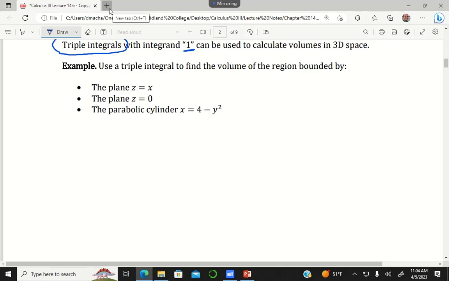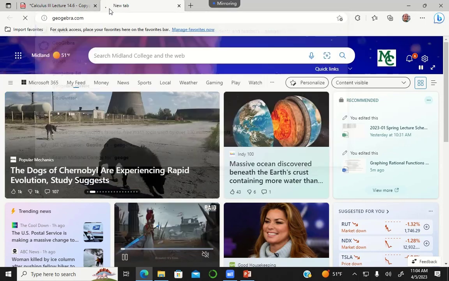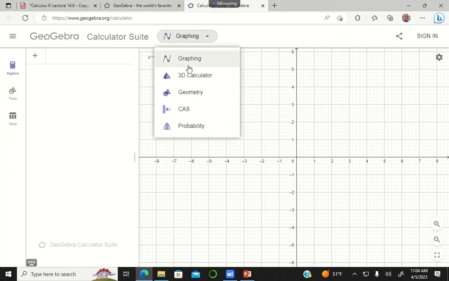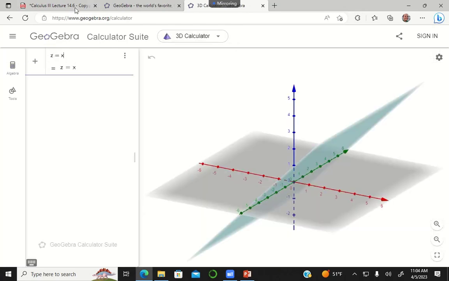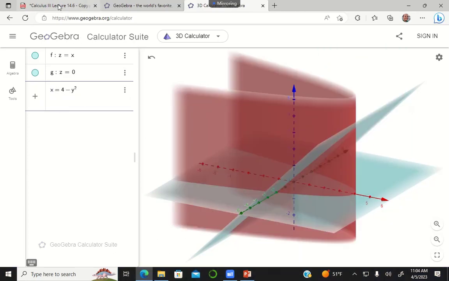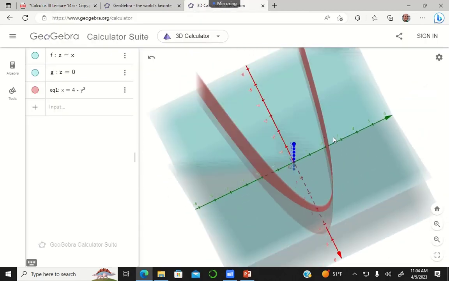So let's graph it first. I got z equals x was my plane, and then z equals 0, and then x equals 4 minus y squared. Okay, so that's what I mean by a parabolic cylinder.